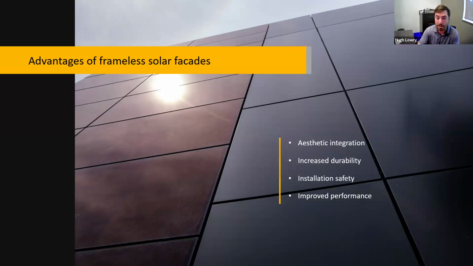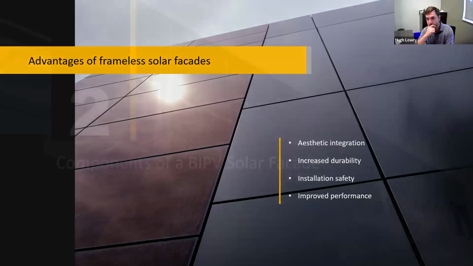Because frameless panels are glass on glass in order to maintain their rigidity, when compared to a framed panel, which might have a glass front sheet, but because it has a rigid frame, they're able to get away with a plastic back sheet. And that plastic back sheet may have decreased fire performance when compared to a glass module. So by avoiding the plastic back sheet and sticking to glass on glass construction, it also has improved fire performance as well.